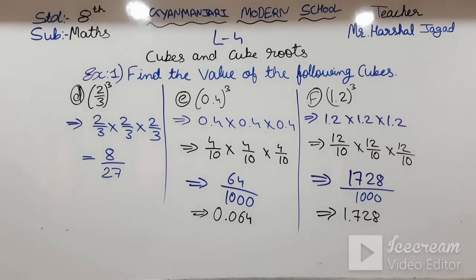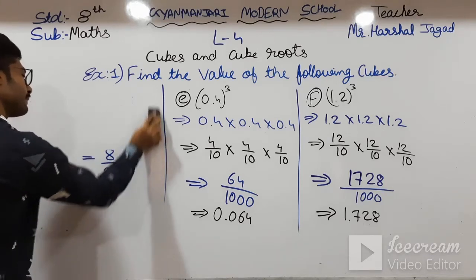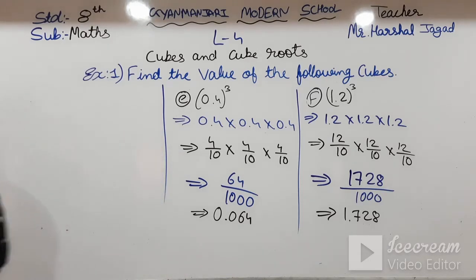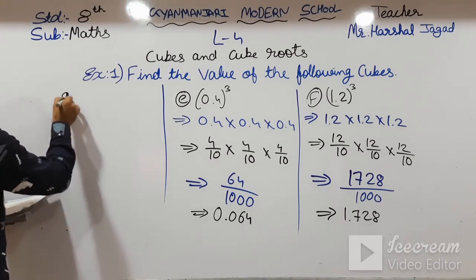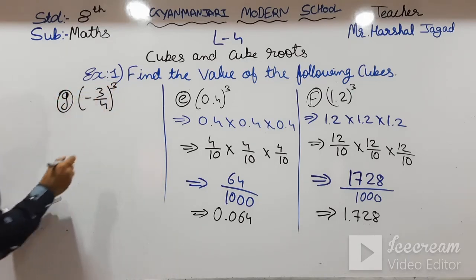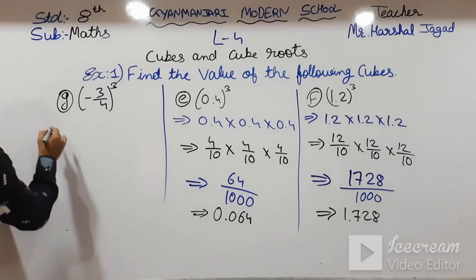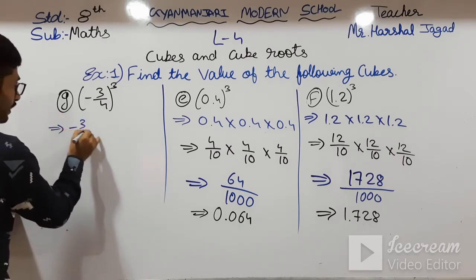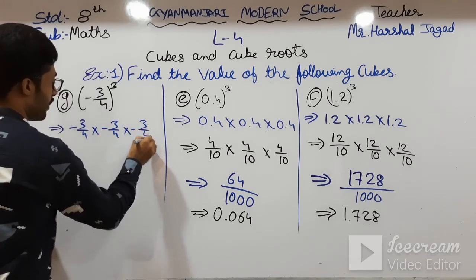So next, last example. So this example is minus 3 by 4 cube. Okay students, so in this what we have to do? We have to multiply this 3 times. Minus 3 by 4 into minus 3 by 4 into minus 3 by 4.